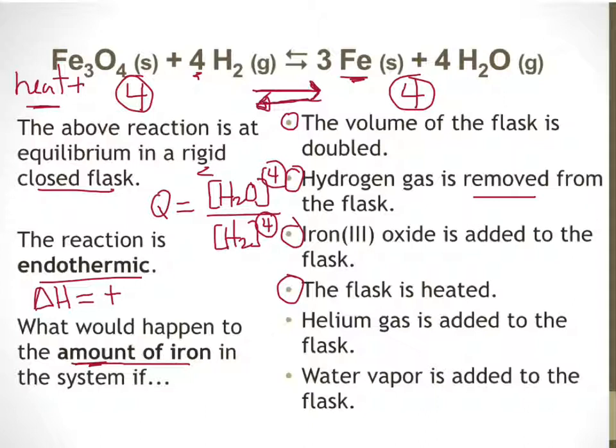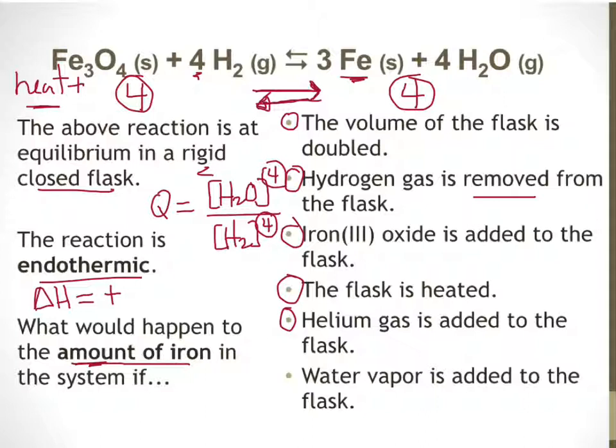From a kinetics perspective, you could argue that the rates of the forward and reverse reactions will increase. However, the endothermic direction is affected more than the exothermic direction. So the endothermic direction here is the forward direction. Its rate will increase more than the reverse rate increases, and that will result in a forward shift, and you'll get more iron metal.